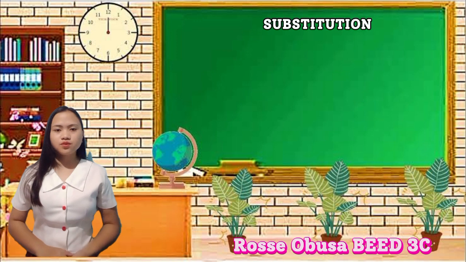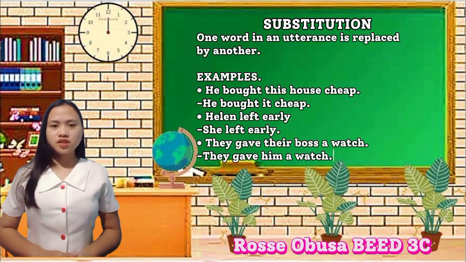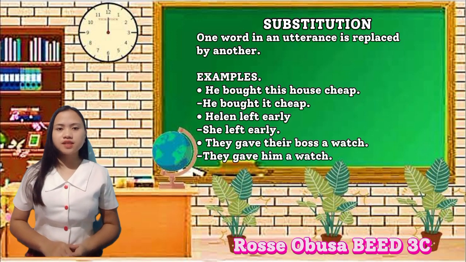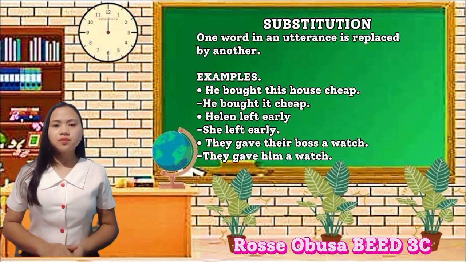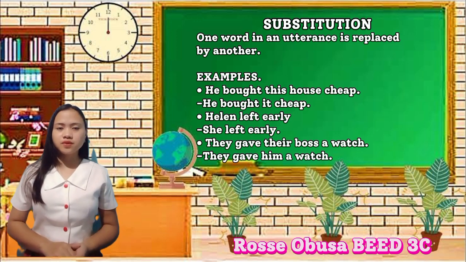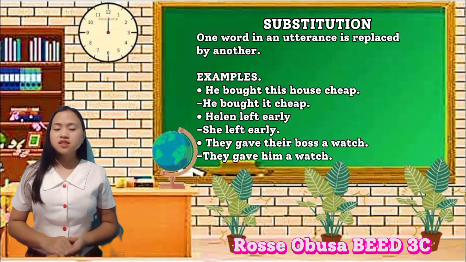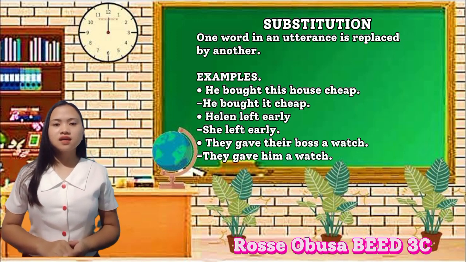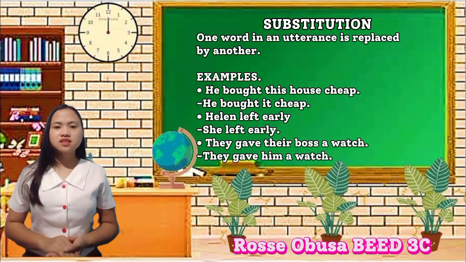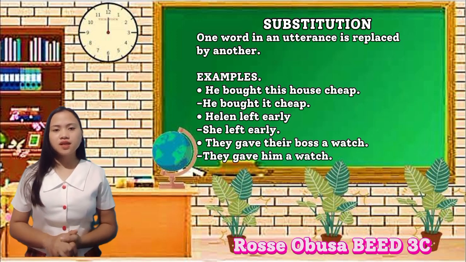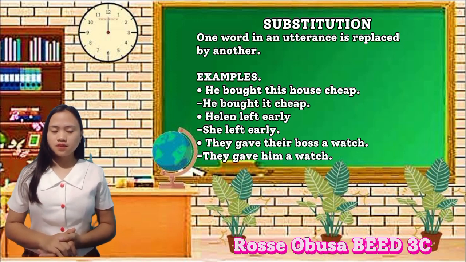Next is substitution. One word in an utterance is replaced by another. For example, the teacher will say, he bought this house cheap. Since it is substitution, the teacher can instruct the students to change the word house to its pronoun. So the students will say, he bought it cheap.